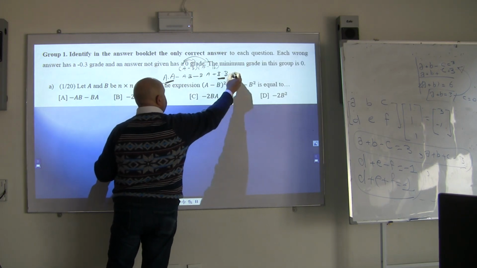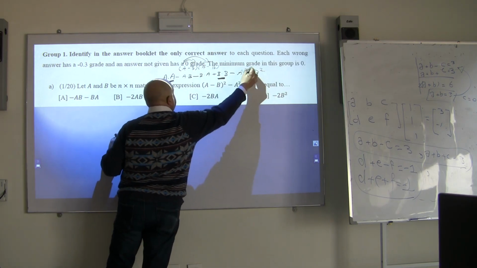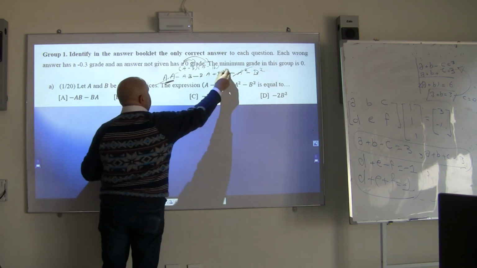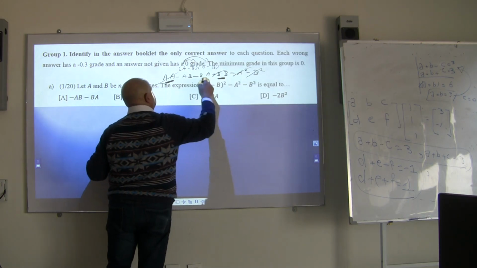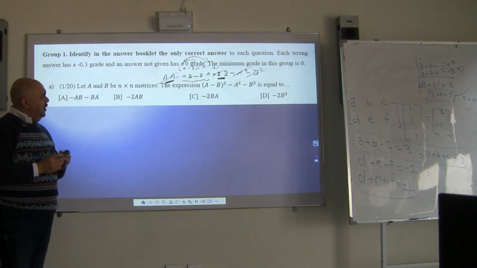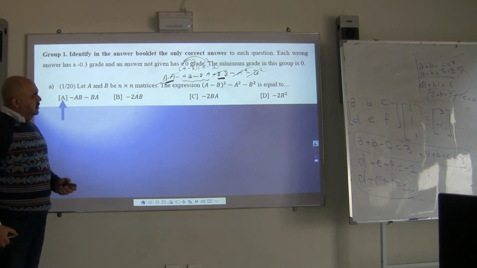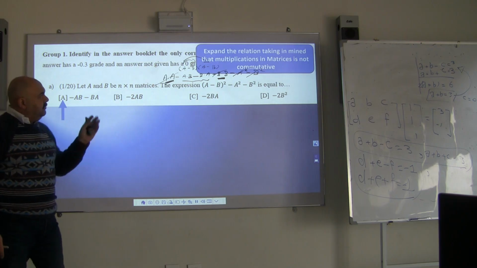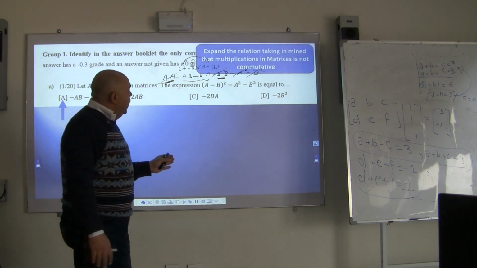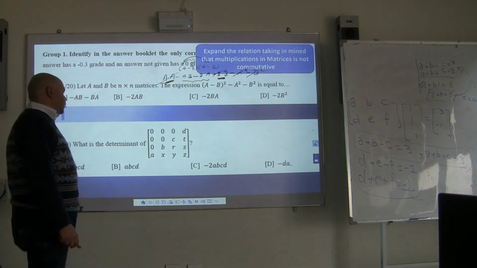But he's telling you that you have negative A squared and negative B squared. These terms will cancel those two parts, and this is going to leave you with this part. So which one is the right answer? I believe A is the right answer. So all I have to do is to expand the relation, keeping in mind that matrix multiplication is not commutative.